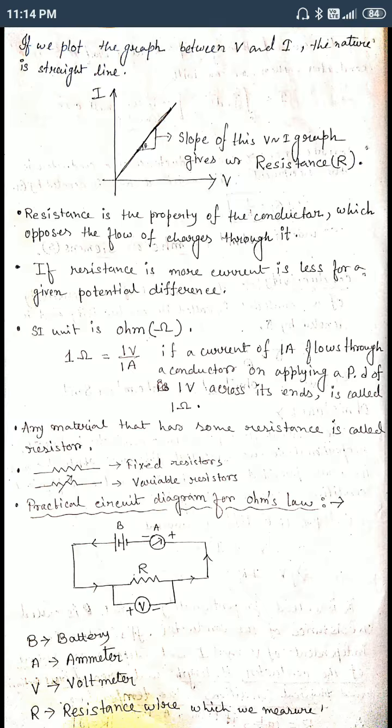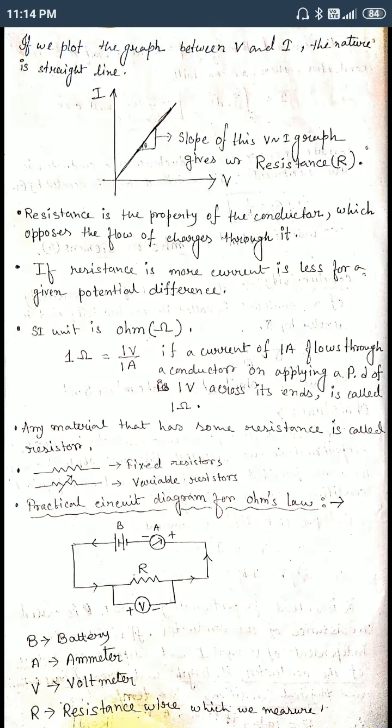So in that case, that graph is called the average graph. That is the difference between the practical concept and the theoretical concept. So we use the average graph of V versus I, and from that graph, if we find the slope del V by del I, it gives us the resistance of that given wire.